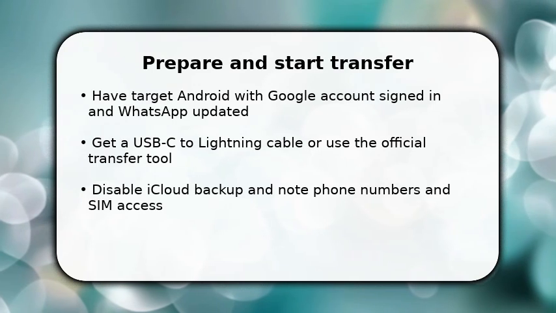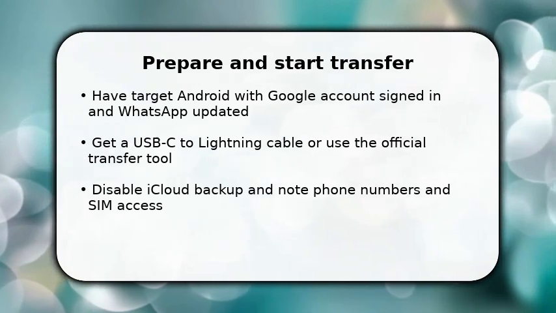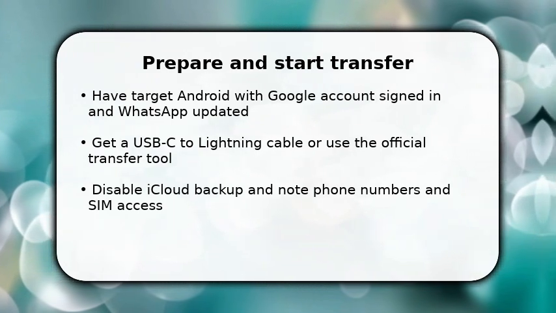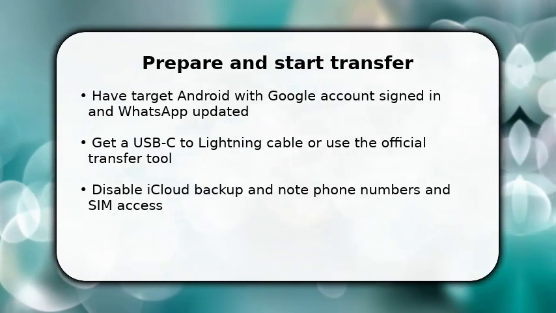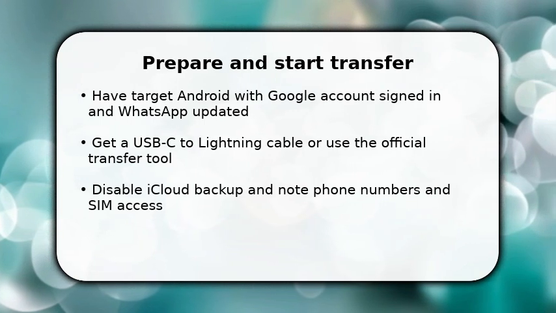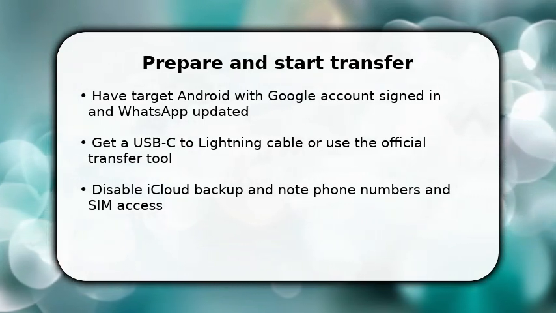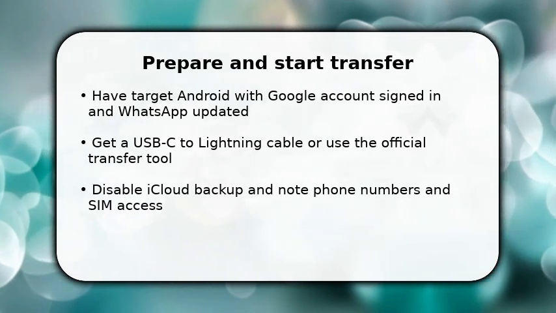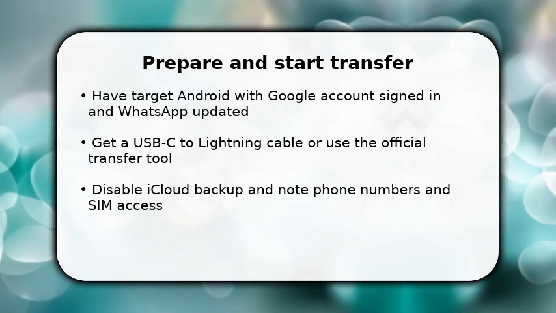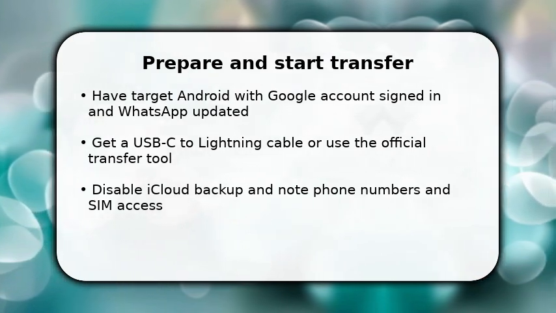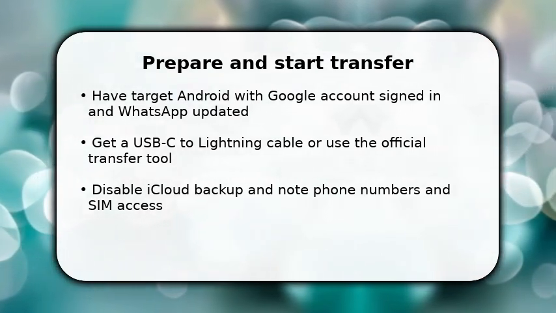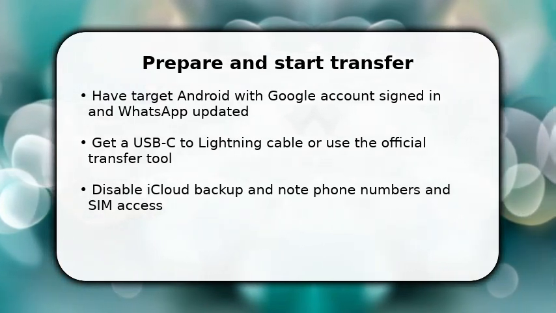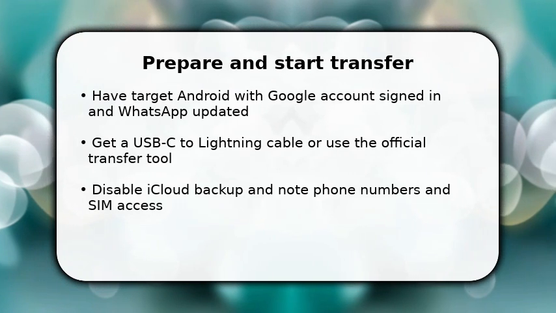You begin by preparing both phones. Your iPhone must have the WhatsApp account active and iCloud backups turned off. Your Android should be signed into the Google account you want to use. Once done, connect the two devices with a USB-C to Lightning cable or follow the Android transfer prompts. You must keep both devices unlocked and on, and allow any prompts for data transfer and permissions. This ensures the WhatsApp local export can move off the iPhone and be received by Android.